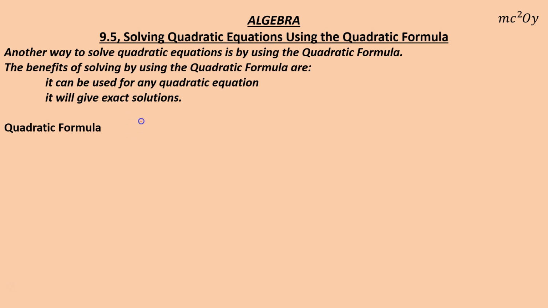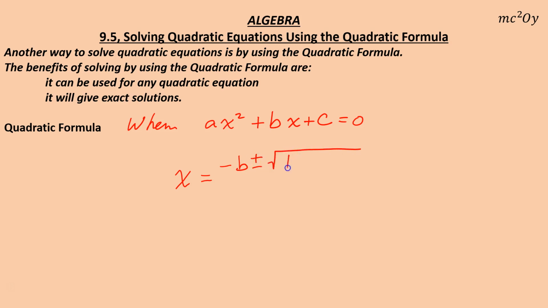Let's assume we have a quadratic in the form ax squared plus bx plus c equals 0. When that's true, then we can use the quadratic formula to find x. So x is equal to the opposite of b, or negative b, plus or minus the square root of b squared minus 4ac, all over 2a. That is the quadratic formula.